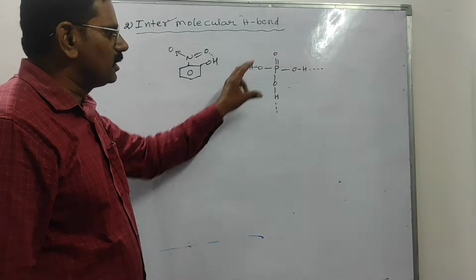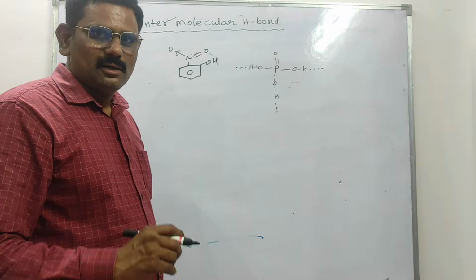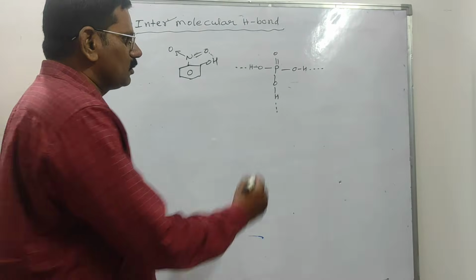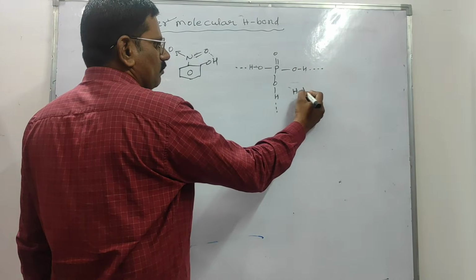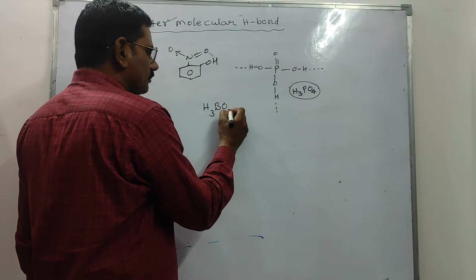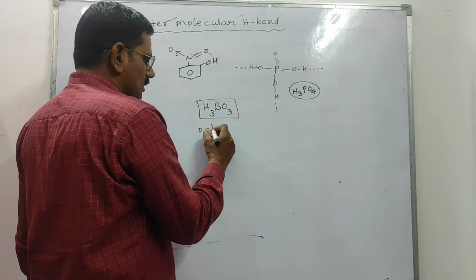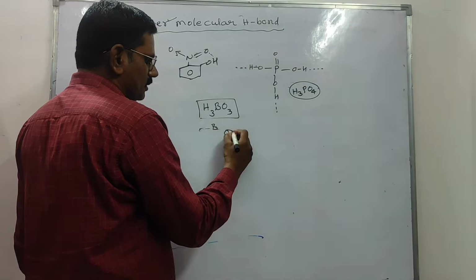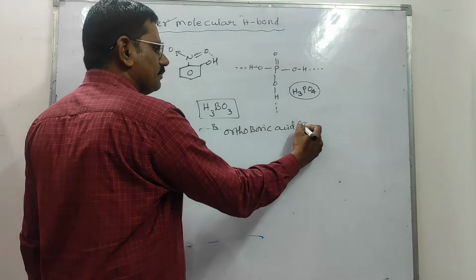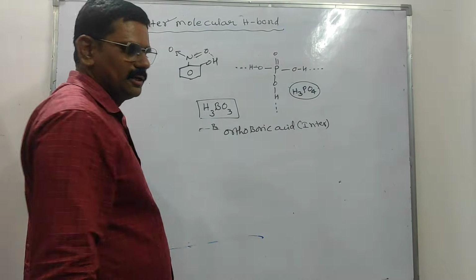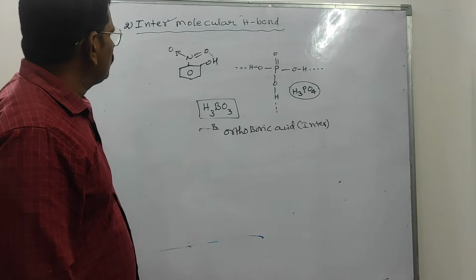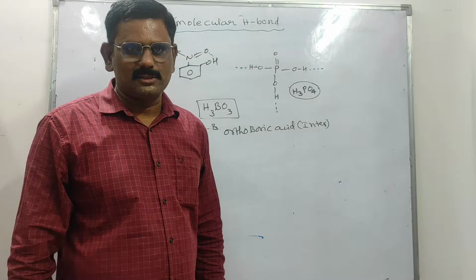So orthophosphoric acid, H3PO4, has intermolecular hydrogen bond. Not only orthophosphoric acid, H3BO3, orthoboric acid, also exhibits intermolecular hydrogen bond. So generally this is about intermolecular hydrogen bond.